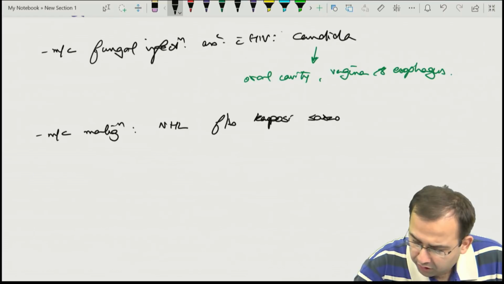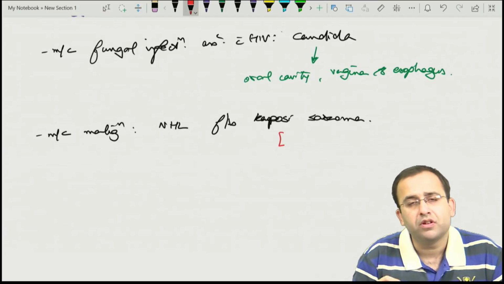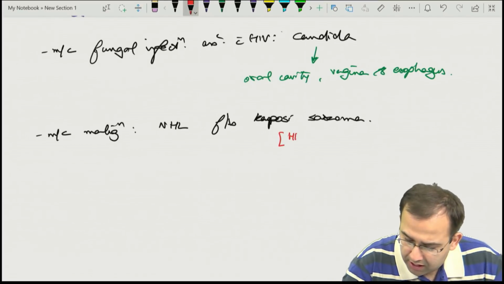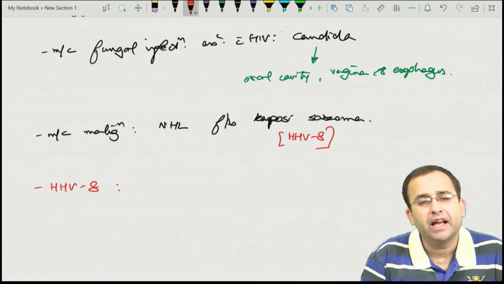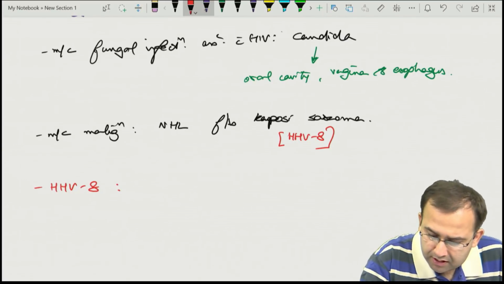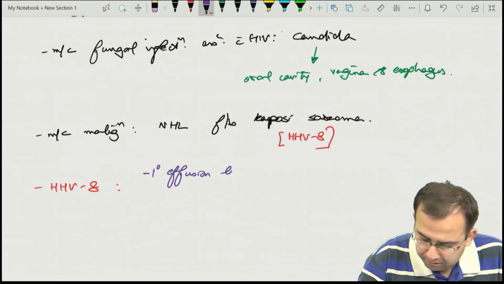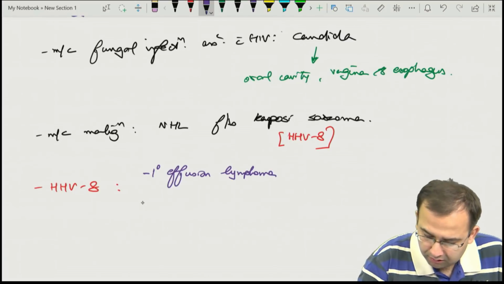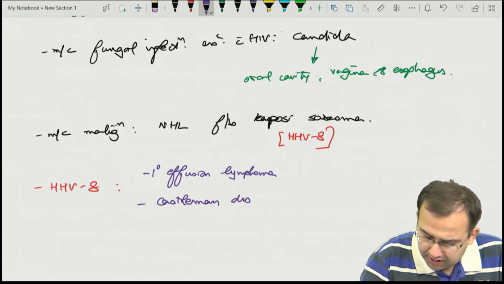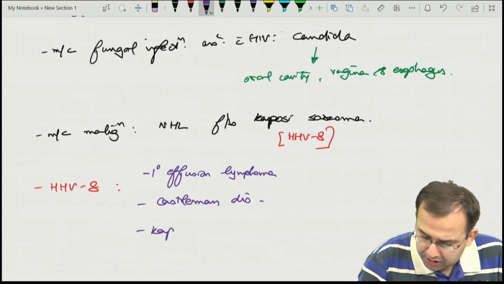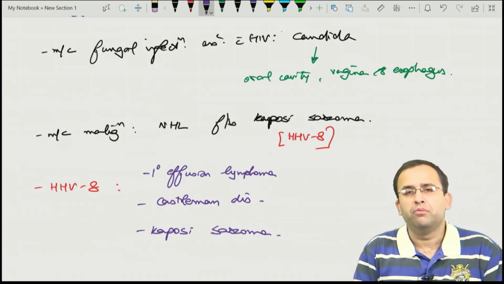Non-Hodgkin's lymphoma followed by Kaposi sarcoma. Next point, Kaposi sarcoma is also associated with which viral infection? HHV8. So I can rephrase this as HHV8 is associated with 3 things, that is primary effusion lymphoma, Castleman disease, and Kaposi sarcoma. So you need to know this both ways.